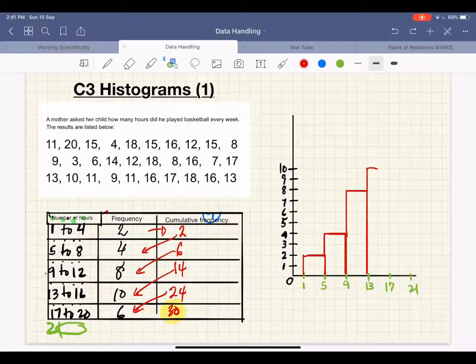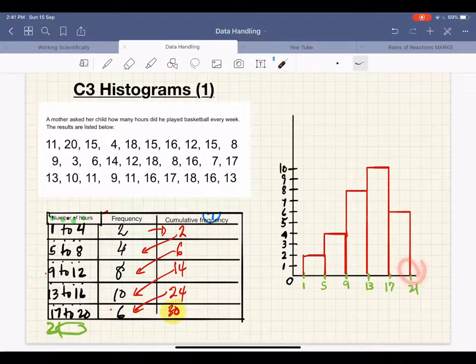That didn't come out that straight. Let's make it straighter. And the last one, 17 to 20, has a frequency of 6, which is right here. And see why I added the 21? Just to show that the last bar ends over there. So see, there are no gaps. I will explain further why everything is connected, but that is for another video.